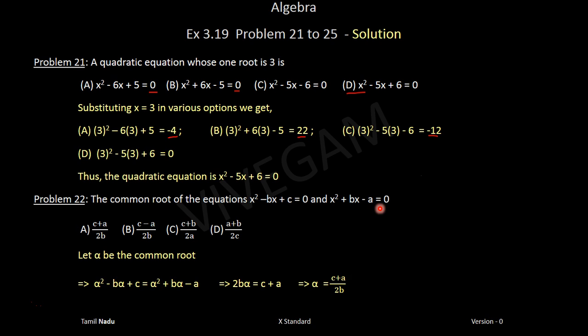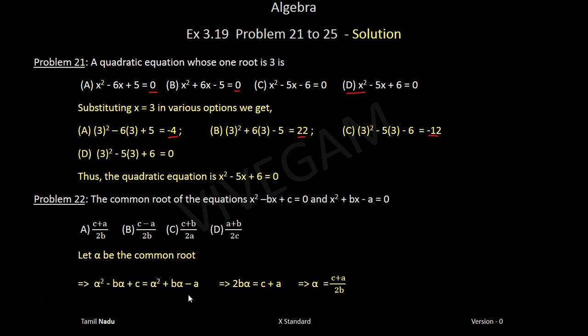So let's substitute alpha. So this will become alpha square minus b alpha plus c, and this is alpha square plus b alpha minus a. Both are equal to 0, right? When you substitute alpha, which means they will be equal, right? So I'm equating alpha square minus b alpha plus c equal to alpha square plus b alpha minus a.